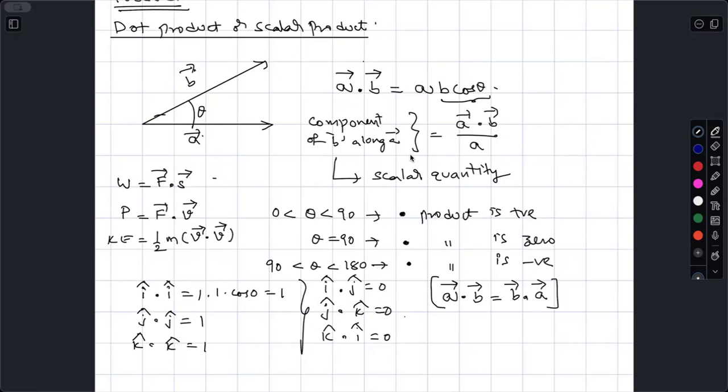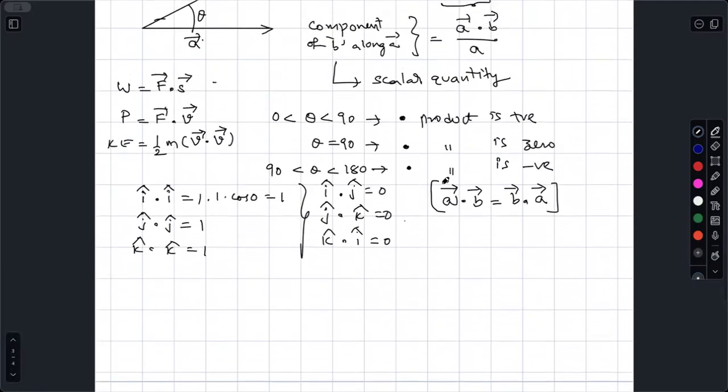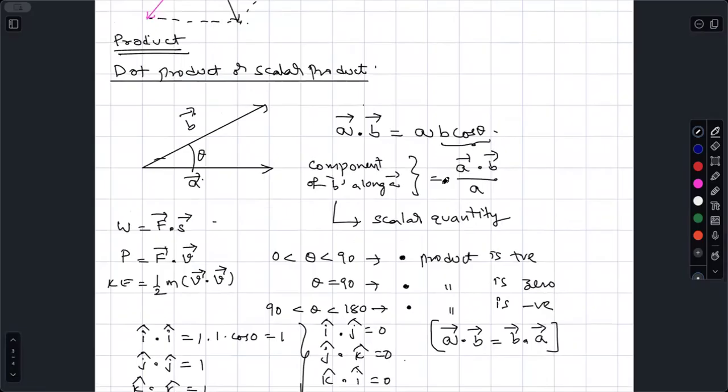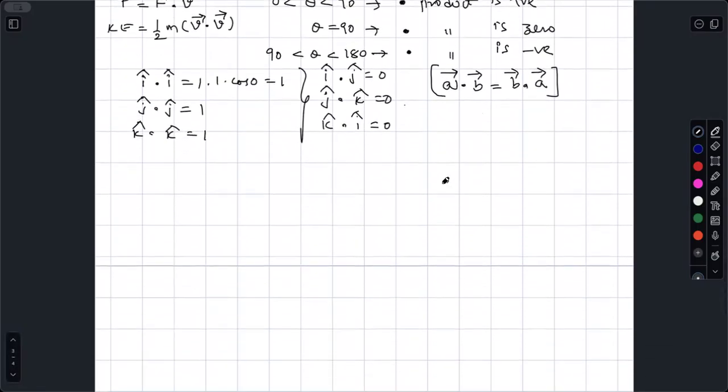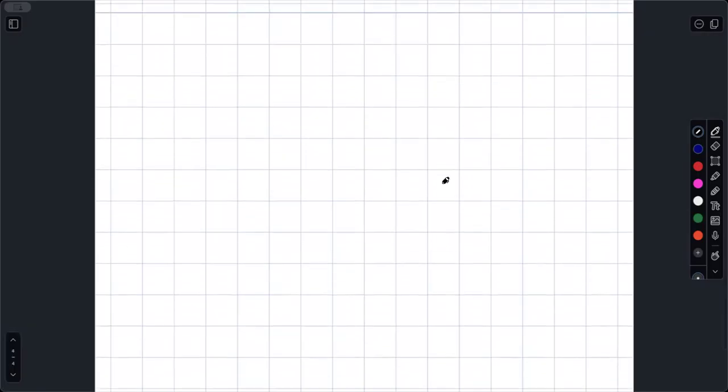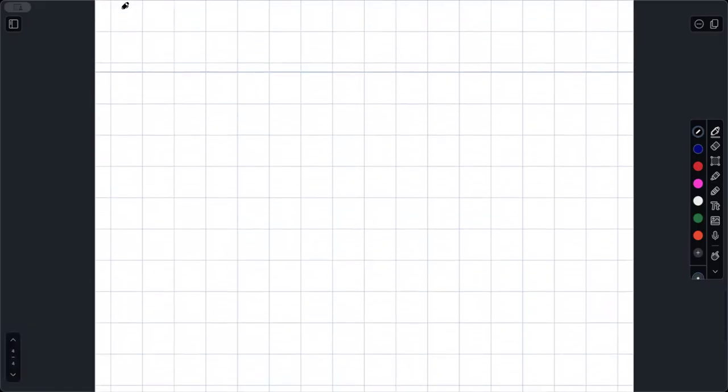Now, in this case, the dot product is not returning any vector quantity. Right. So sometimes the product of vectors also gives a vector. Sometimes it happens. The product of vectors gives another vector. And such a case is called cross product or vector product.